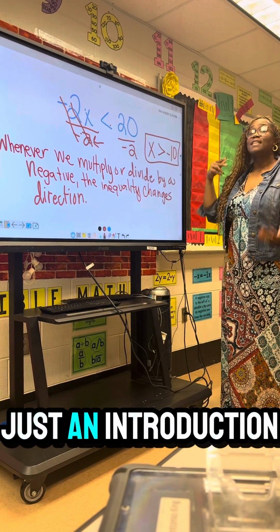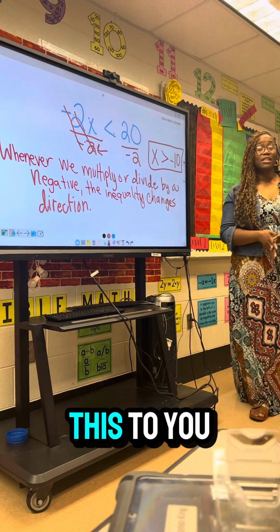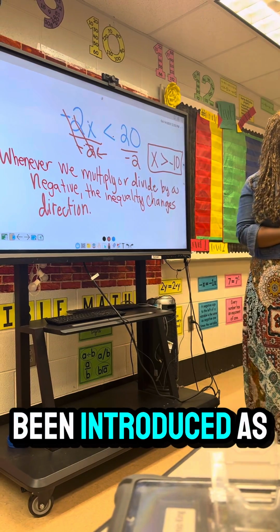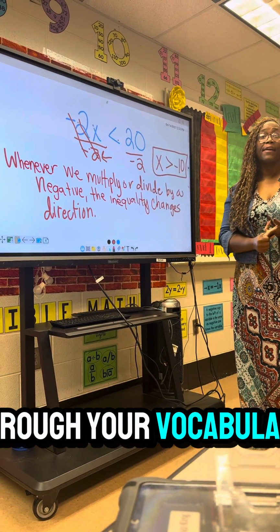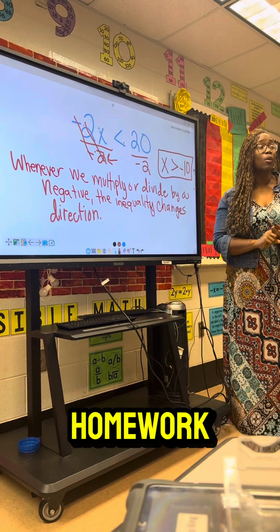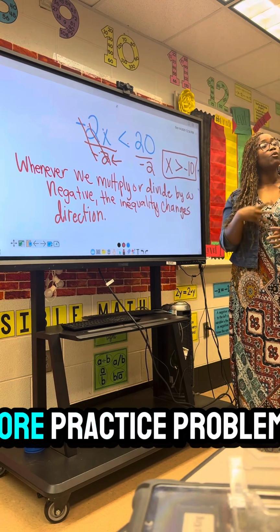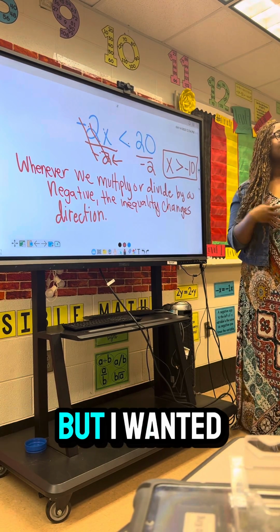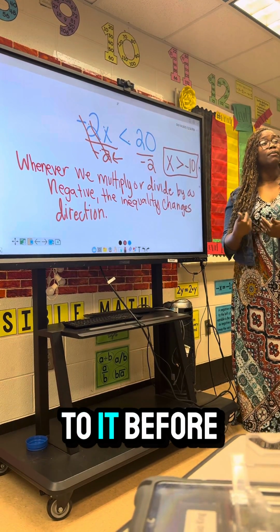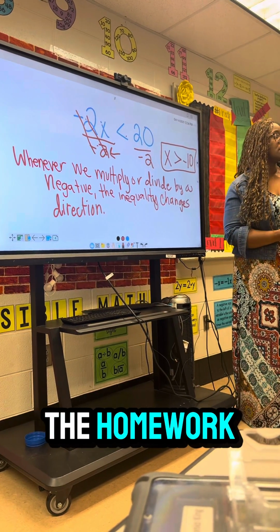Today was just an introduction to this. I just wanted to introduce this to you. You should have been introduced as well through your vocabulary. And then tonight when you do your ed puzzles, remember that's your homework. That's going to also help you get a better understanding. Tomorrow we'll do more practice problems in class, but I wanted to expose you to it before you watch the video. Any questions about the homework?